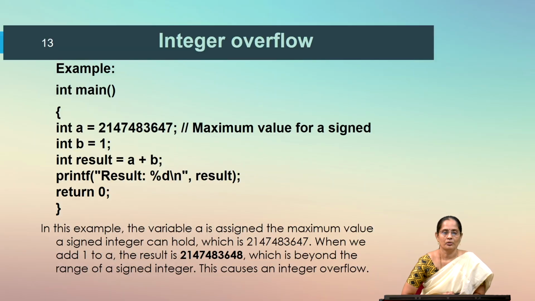In this example you can see int a is assigned the value which is the maximum value for a signed int. Then it is added with the value 1. If it is added with the value 1, int will not be able to accommodate that value, because it now becomes 2147483648, which is more than the maximum value of the signed int. This condition results in integer overflow.